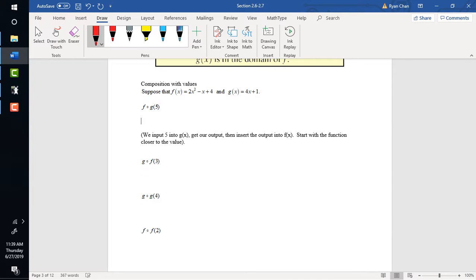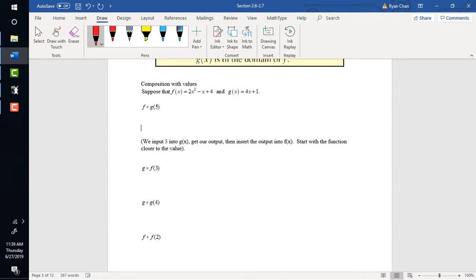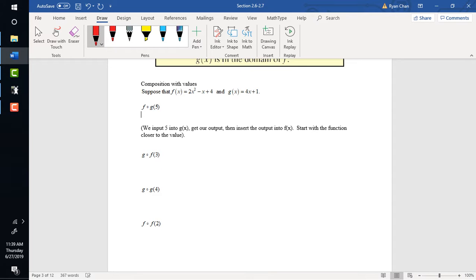So it says suppose that with f of x we have 2x squared minus x plus 4 and g of x is 4x plus 1, and we do f of g of 5, okay? So let's talk about what this means here. When x is 5, I'm going to plug this into my g. The way that it's structured is whichever function is closest to the number, that's the one you plug into first, and then it's going to go to f, okay?